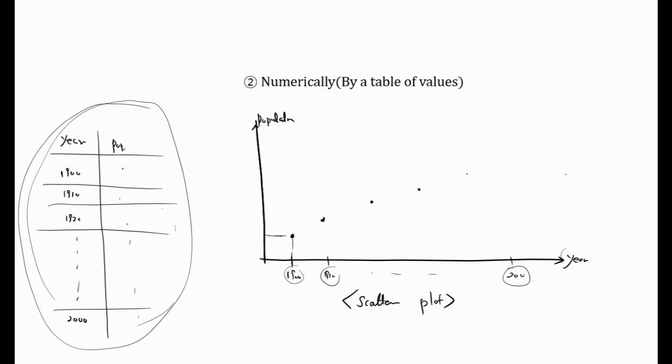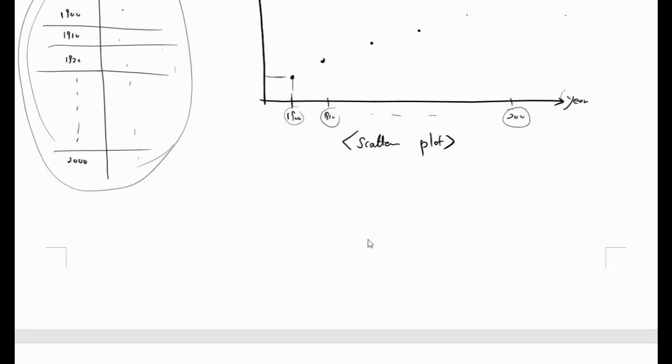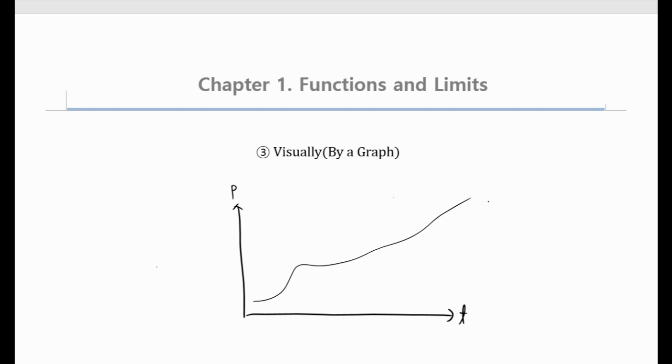The second method is someone gives me the data. The third one is by a graph. When I ask someone what is a function of t, someone gives me a graph. For example, t is time and population, and the graph looks like this. Someone gives me a graph to represent a function.